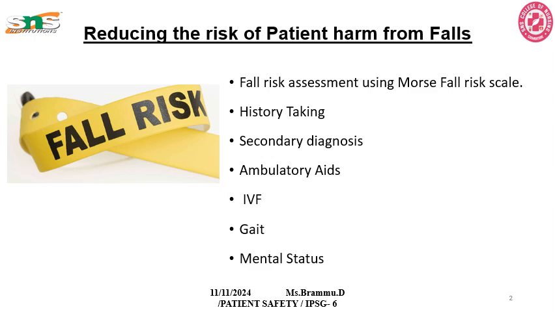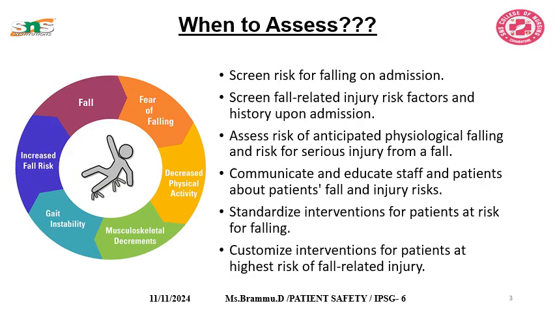In this, the fall risk assessment is done using the Morse Fall Risk Scale. It comprises the following items: history taking, past history, secondary diagnosis, ambulatory aids, whether the patient is on intravenous fluid therapy, whether the patient has a good gait level, and the mental status.